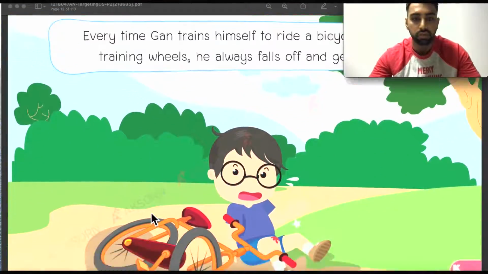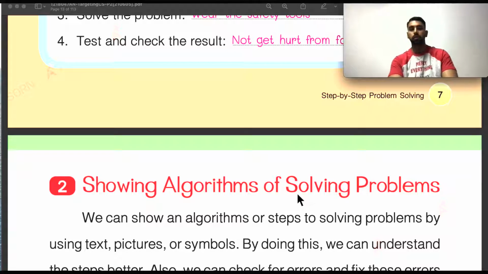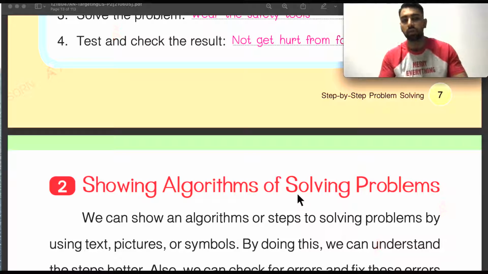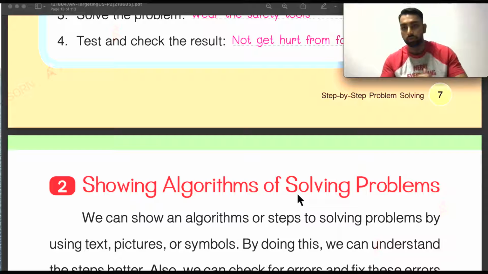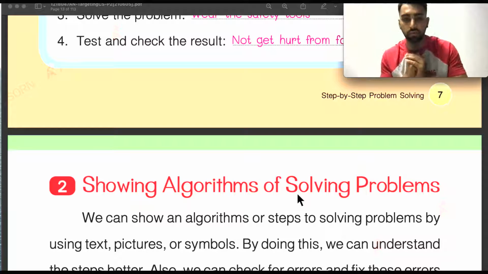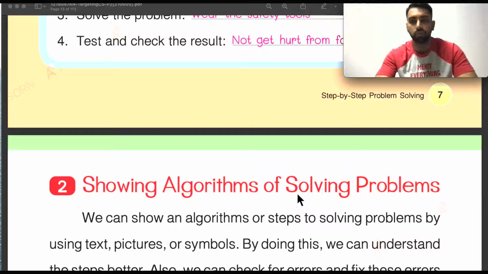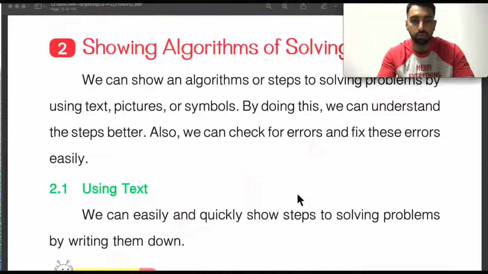You have finished. And then the second topic we had was showing algorithm of solving problem. In the second one, we studied how to use an algorithm to solve the problem. So what is an algorithm, and how can we use it to solve the problem?